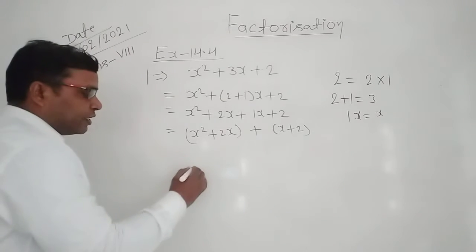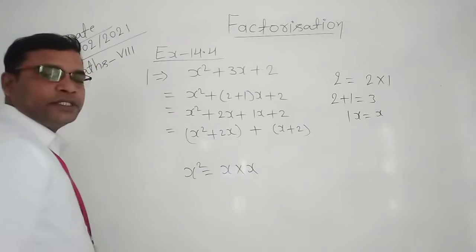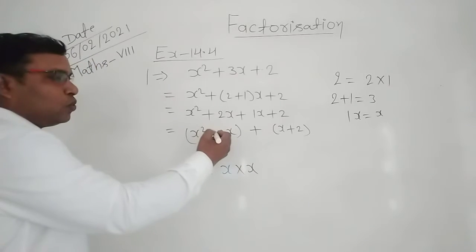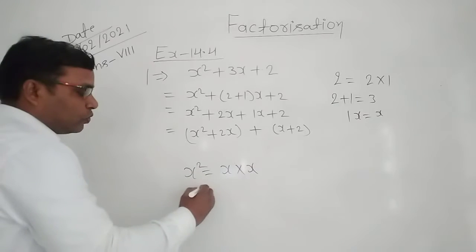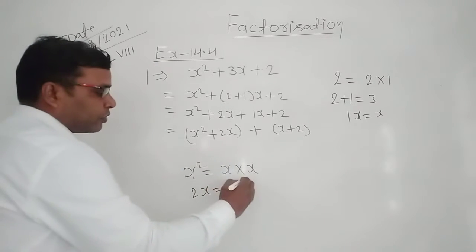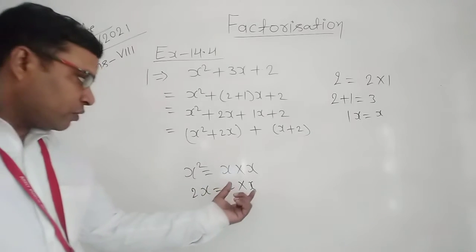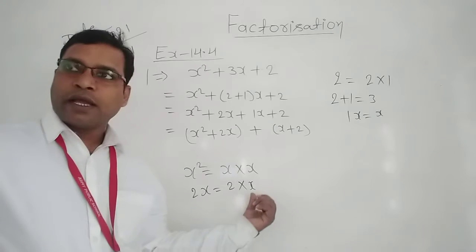So you can write x square is equal to what? x into x. This is clear now. And 2x is equal to what? 2x is equal to 2 into x. So students, you can observe here what is the common between them. x.